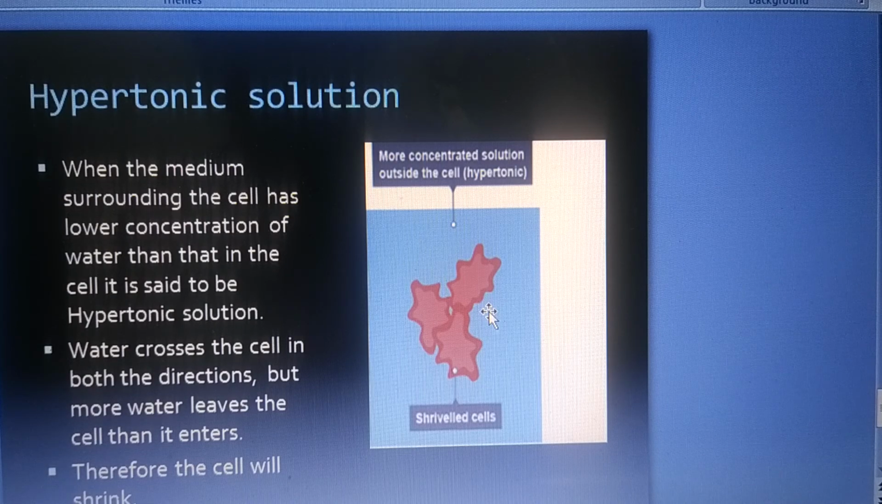In this we can write another question also. Define hypotonic solution, isotonic solution and hypertonic solution. And the third question can be: differentiate between hypotonic, isotonic and hypertonic solutions. Thank you.